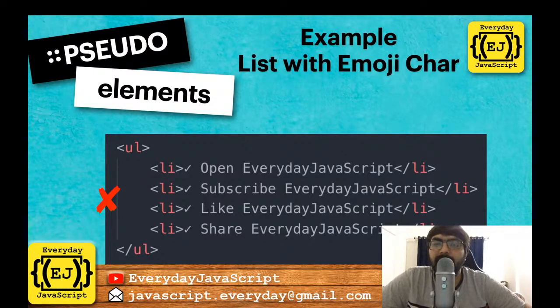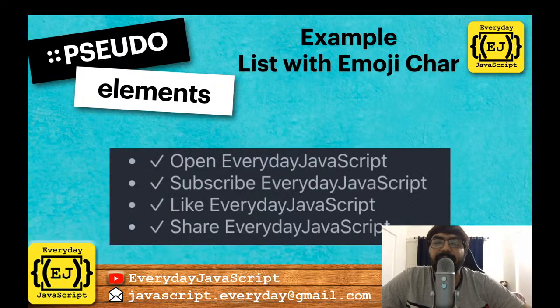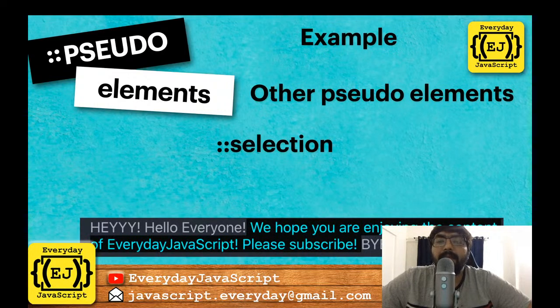So like this, I can target li double colon before. That means I'm targeting a pseudo element, something that does not exist or is not visible to us, but we can still target. And we can inject the content of a tick mark or whatever emoji we want before that list item. That means it's going to appear like this without us repeatedly pasting it or adding it for every single to-do list item. How painful it would have been.